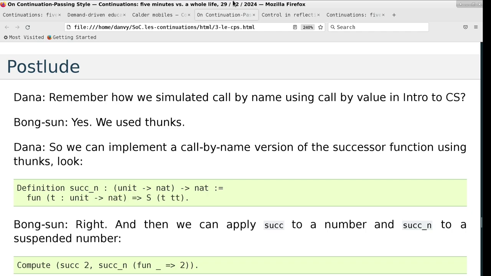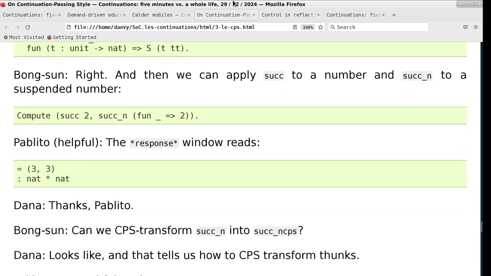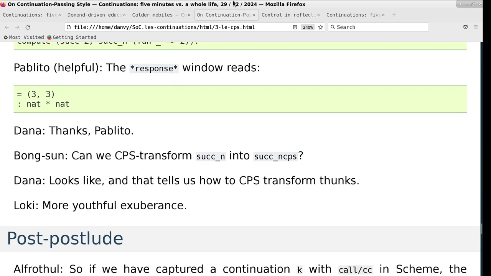Remember how we simulated call by name using call by value in Introduction to Computer Science? Yes, we used thunks. So we can implement a call by name version of the successor function using thunks. Look. So the successor function takes a suspended number, and then we can apply successor to a number and successor to a suspended number. And it gives the same result.